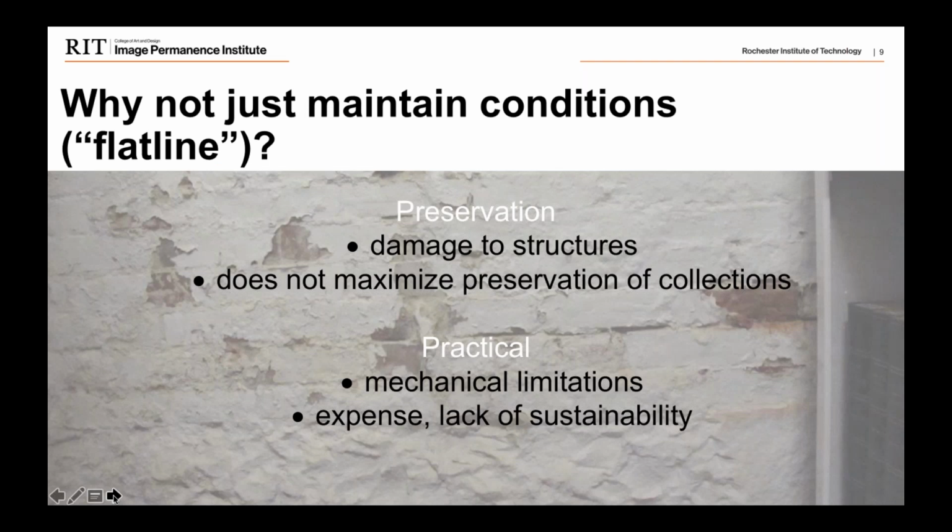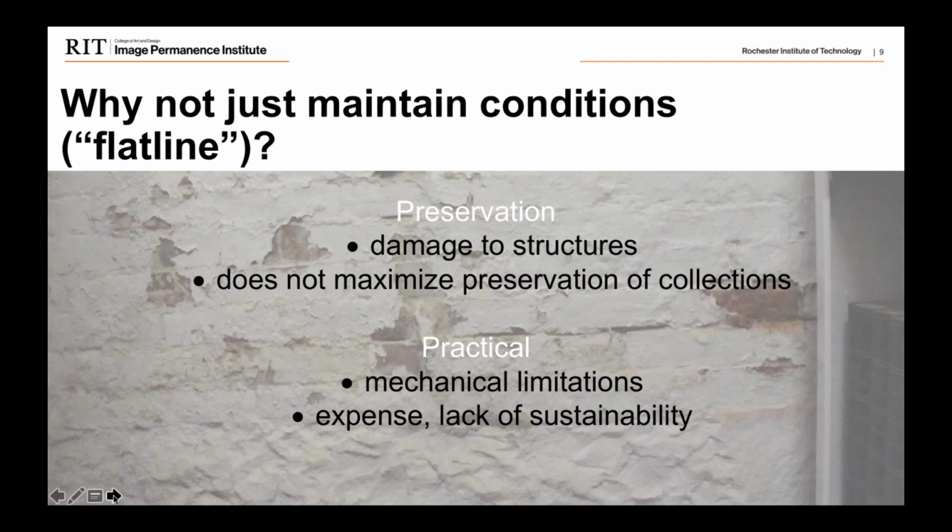So if we have these concerns, why don't we just maintain conditions, or what people would typically refer to as flatlining? And there's a number of reasons why we don't want to do this. For one thing, unless you have a purpose-built storage environment, with vapor barriers and insulation and everything, we can definitely cause damage to structures.